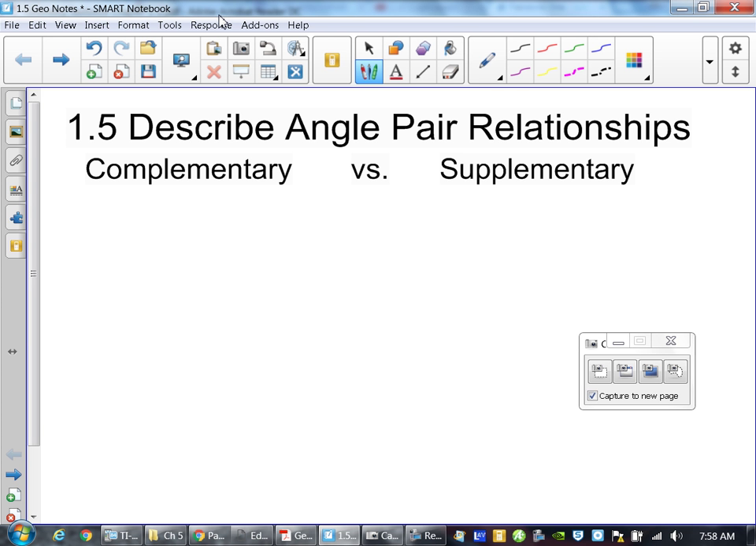So complementary angles, it's not because they're nice to one another. They don't give each other compliments saying, "You have a really nice sweatshirt today. I like your tie-dye." They actually just add up to equal 90 degrees. So two angles add to 90 degrees. If they add to 90 degrees, what do they form? Right angle.